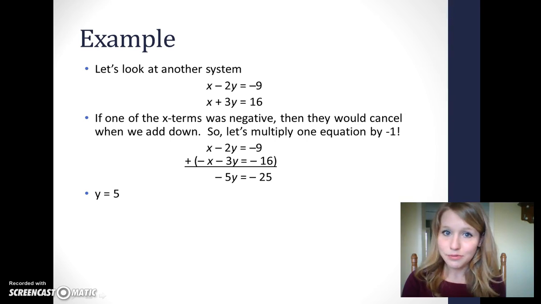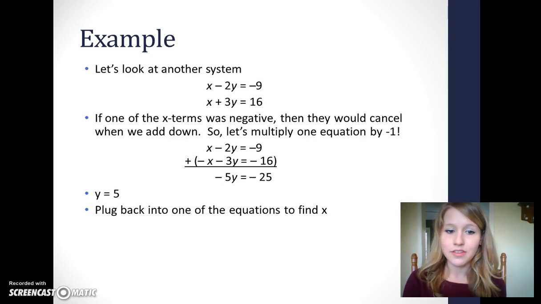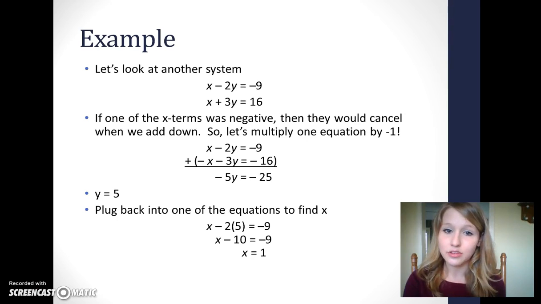And just like we did before, we can plug our y back into one of our equations to find what our x value is. So if we plug our y back into our first equation, then we have x minus 2 times 5 equals negative 9, which gives us x minus 10 equals negative 9. And if we get x by itself, we need to add 10 to both sides. So when we add 10, we get x equals 1. So our solution (x, y) is equal to (1, 5).